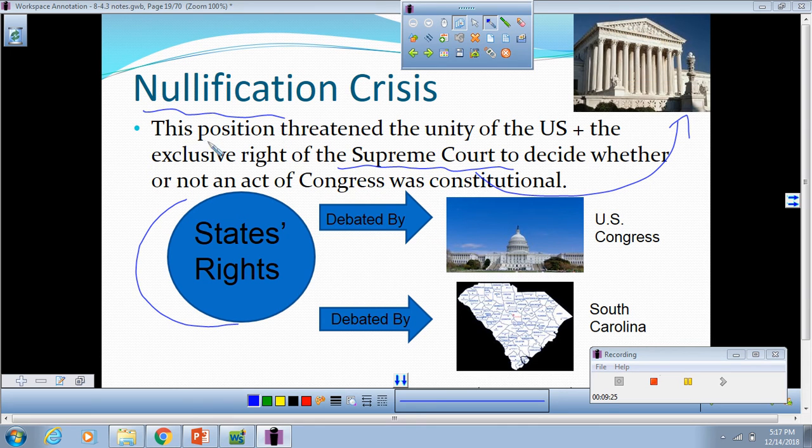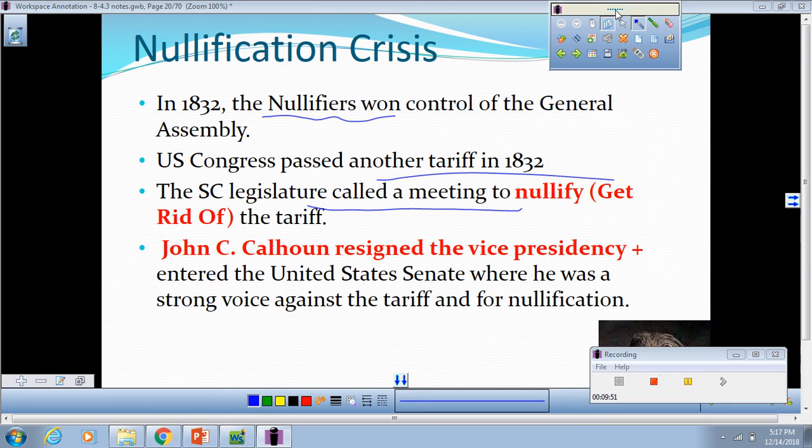The nullification crisis. The position of South Carolina, which wanted to nullify federal law, threatened the unity of the U.S. and the exclusive right of the Supreme Court to decide whether or not an act of Congress was unconstitutional. States' rights was debated by Congress and by South Carolina. The nullification crisis would result in the nullifiers winning control of South Carolina's General Assembly. They defeated the Union Party that was also competing for seats in the General Assembly.